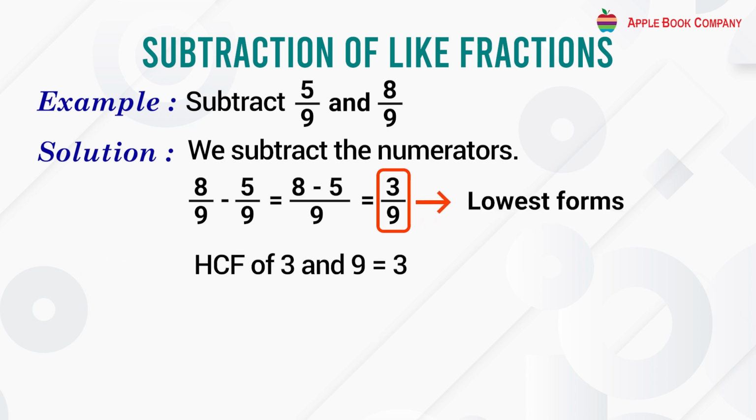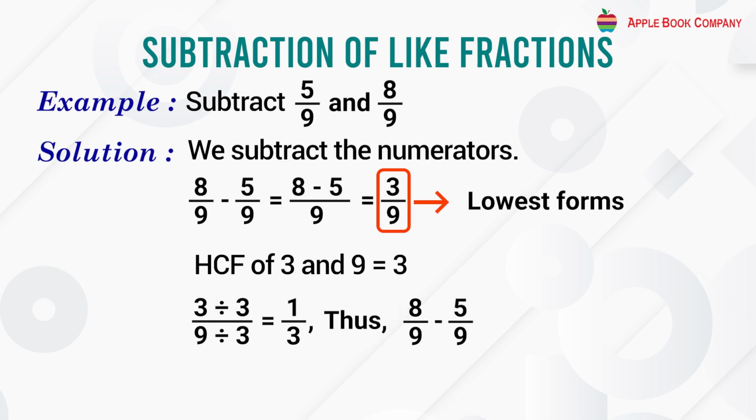So the highest common factor for 3 and 9 is 3. So divide both the numerator and the denominator by the HCF, that is 3. So this becomes 1 by 3. Thus 8 by 9 minus 5 by 9 gives you 1 by 3.